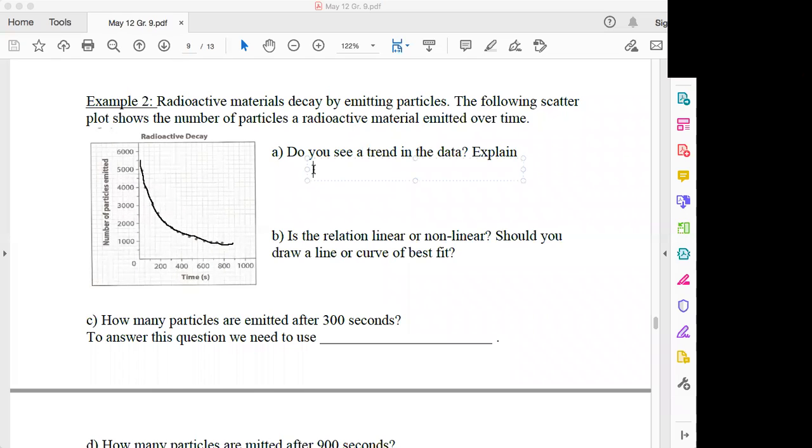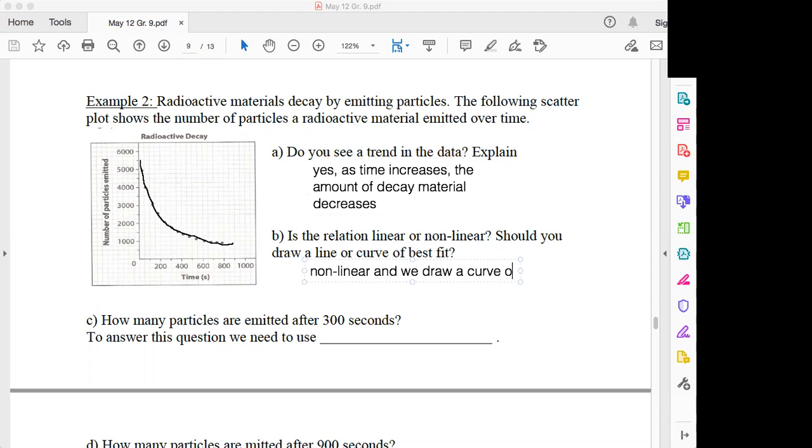Do you see a trend with the data? Yes, as time increases, the amount of decay material decreases. As time goes on, it decreases more and more, or less, sorry. Is the relation linear or non-linear? It's definitely not a line. We couldn't use a line, so it would be non-linear, and we should draw a curve of best fit for this one.